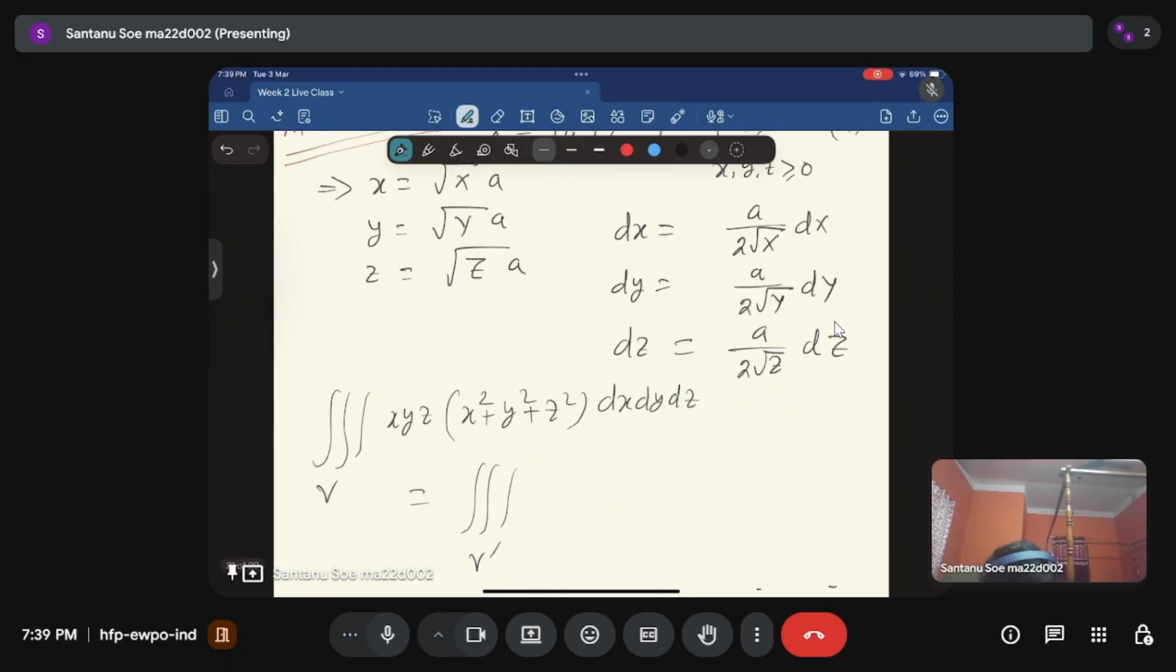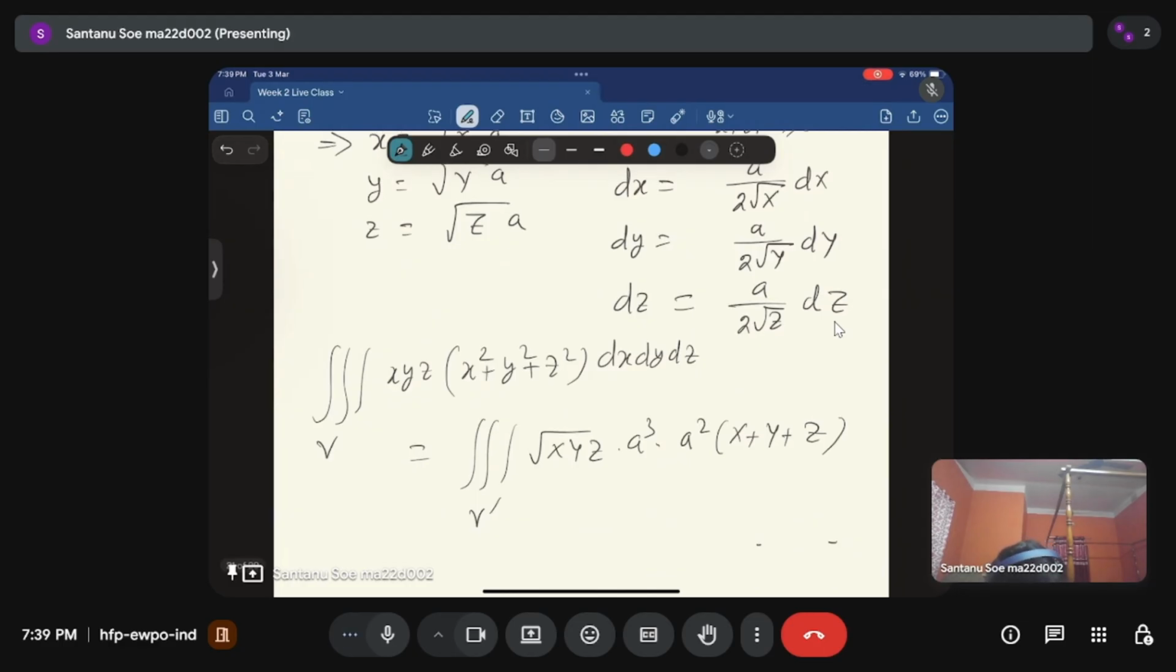So the integrand will be square root of xyz into a cube into now x square plus y square plus z square. This is going to be a square times x plus y plus z, and then dx dy dz will be a by 2 square root of x into a divided by 2 square root of y into a divided by 2 square root of z, capital dX, capital dY, and capital dZ, right?